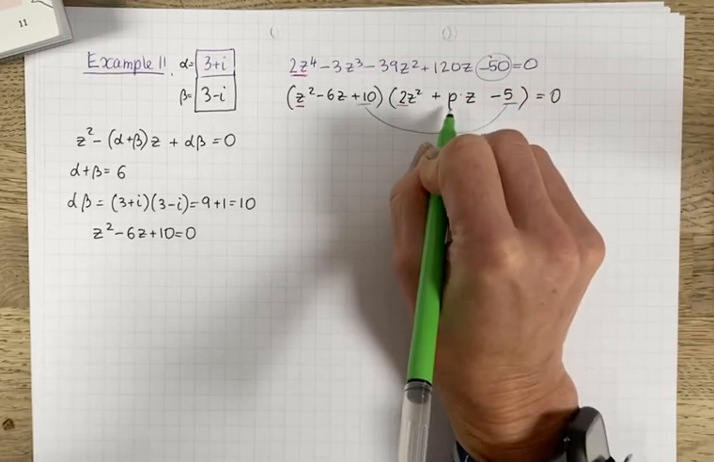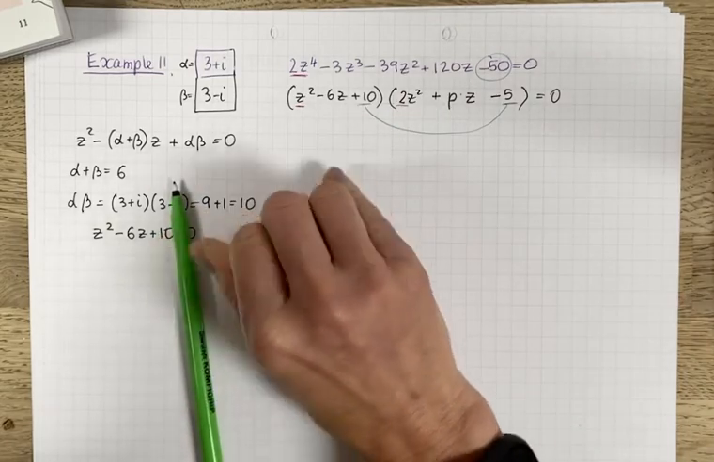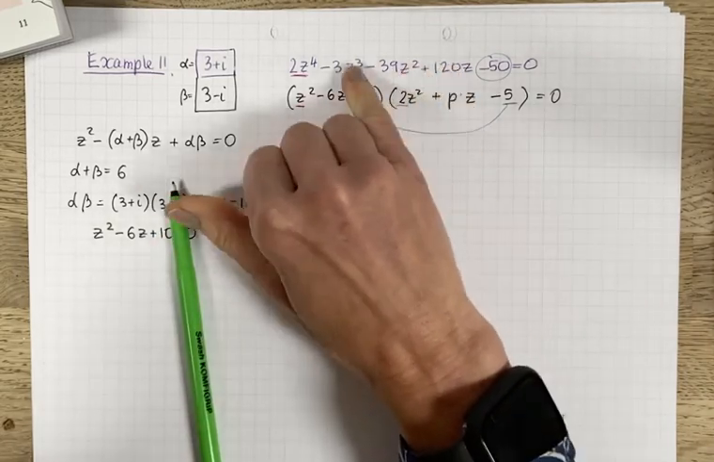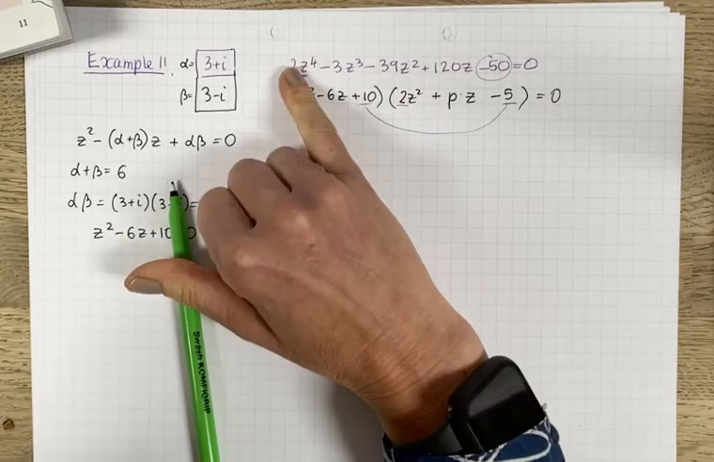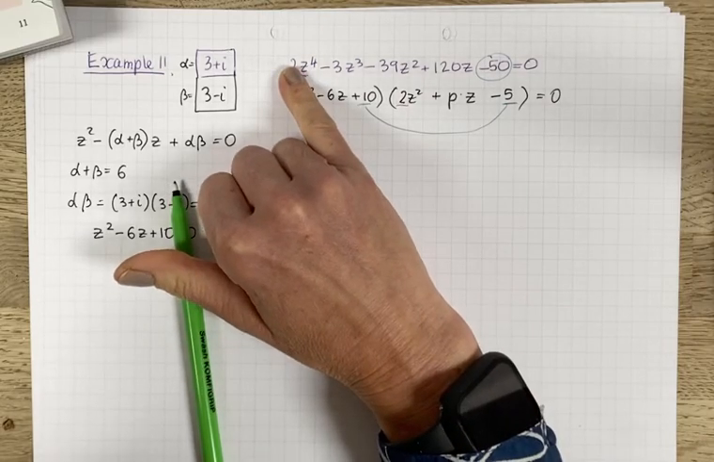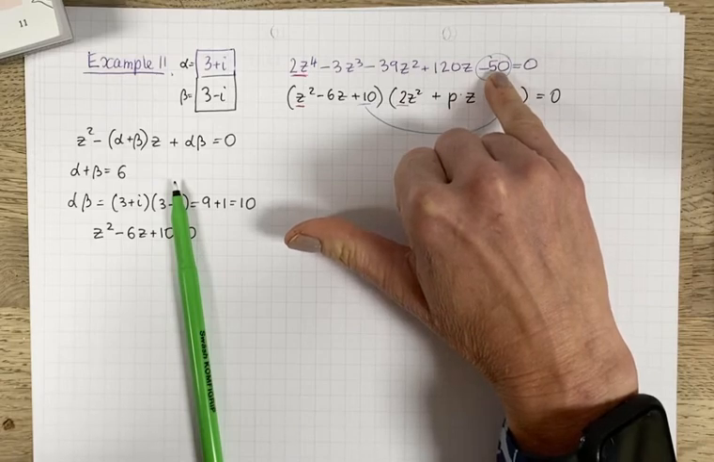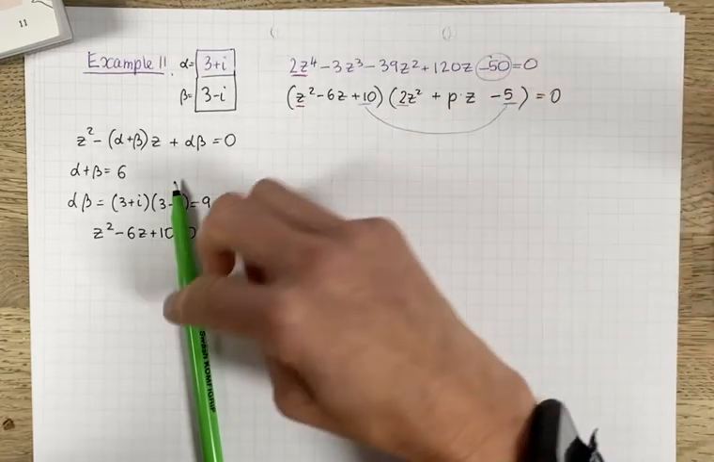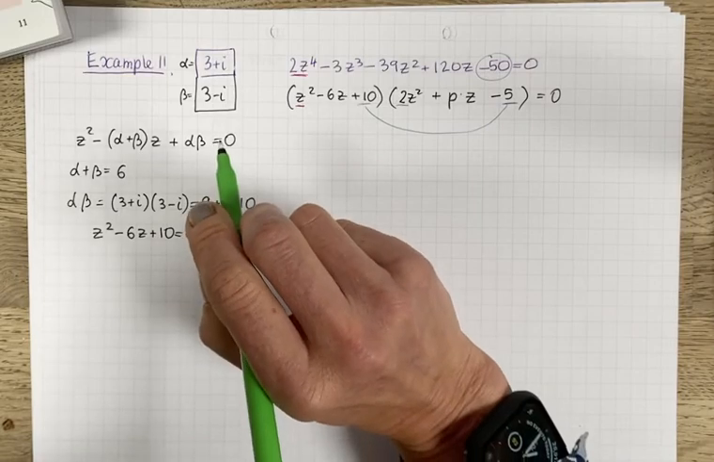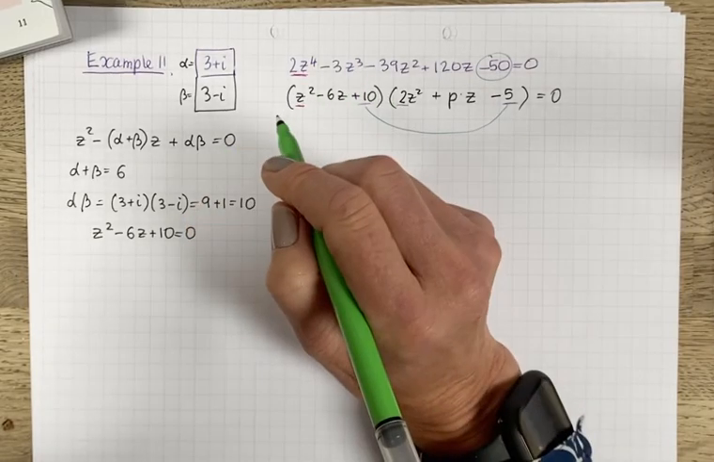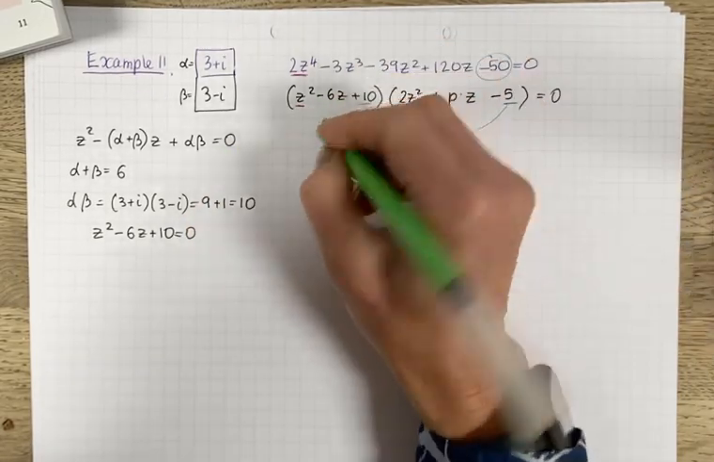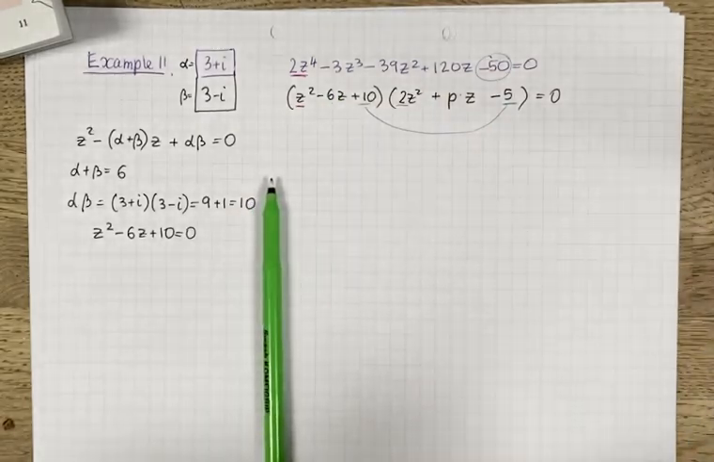So what is the value of p? All you need to do is pick one of the other three that you haven't used yet. You've used the information about the z to the power 4, and you've already used the information about minus 50, the constant term. So let's have a look at z cubed. There you go, why not? Let's do z cubed.